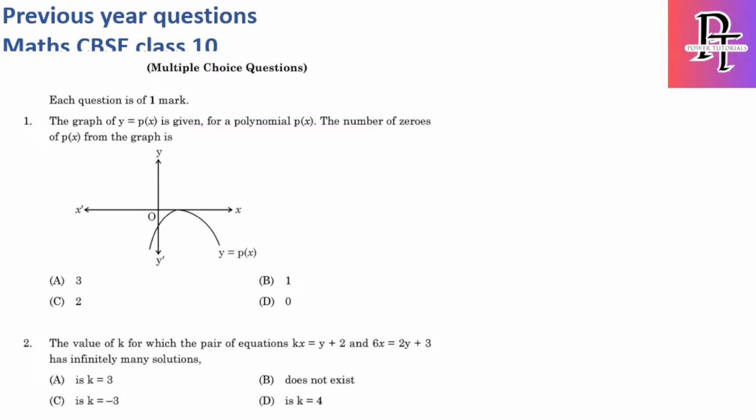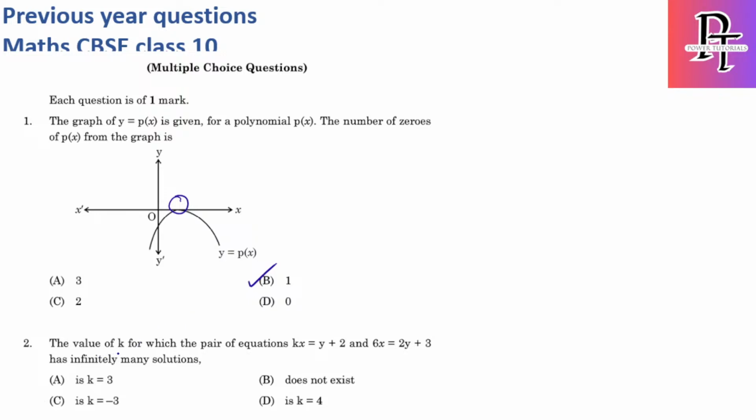So let's see the first one. The first question says the graph y equal to p of x is given for a polynomial p of x. The number of zeros of p of x from the graph is. For the number of zeros from the graph, you have to see how many times it is touching the x-axis. Here you can see the graph is touching the x-axis at only 1 point. Hence the answer is B.